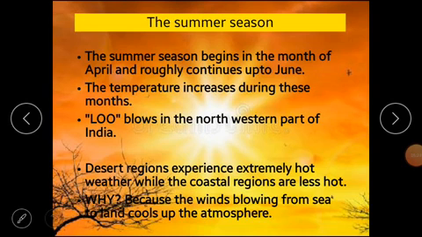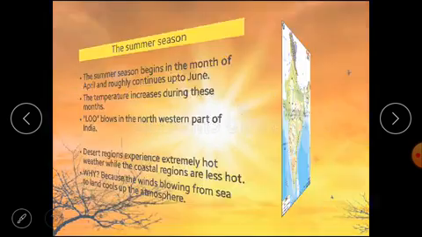Now, there are so many kinds of winds with different kinds of characteristics. So, on the basis of that, we have named them differently. Loo is one of them. Now, one of the important points of this season is that the desert region becomes very, very hot during summers, but the coastal regions are less hot. Why?